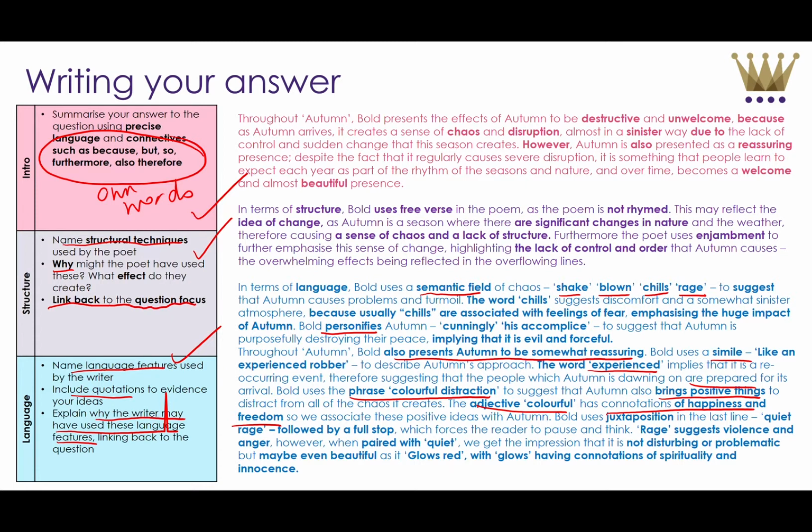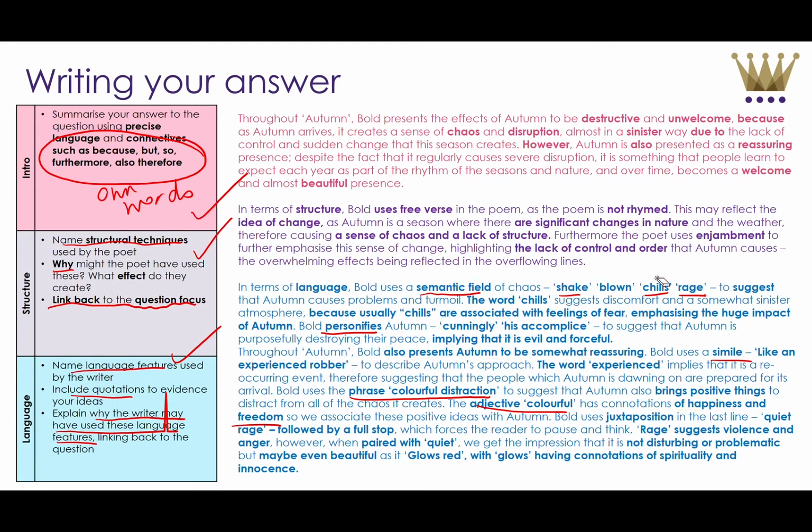Bold uses juxtaposition in the last line, quiet rage, followed by a full stop, which forces the reader to pause and think. Rage suggests violence and anger, however, when paired with quiet, we get the impression that it's not disturbing or problematic, but maybe even beautiful, as it glows red, with glows having connotations of spirituality and innocence.